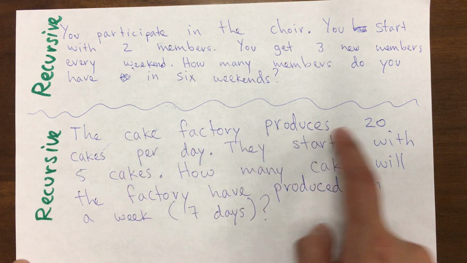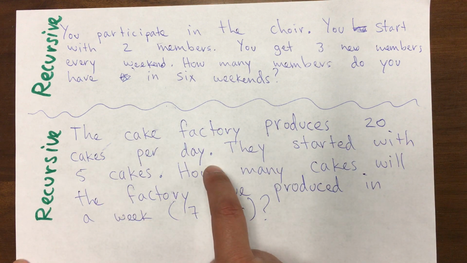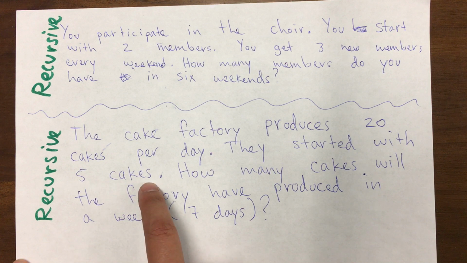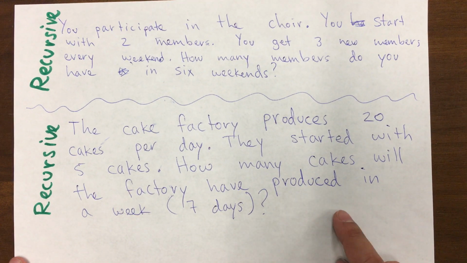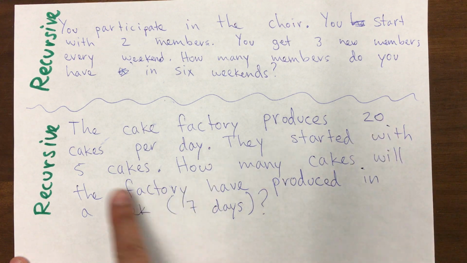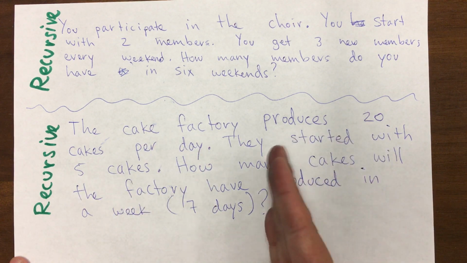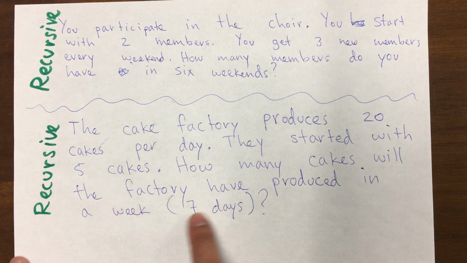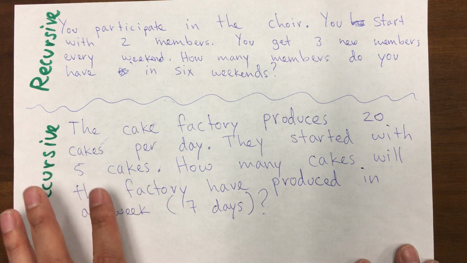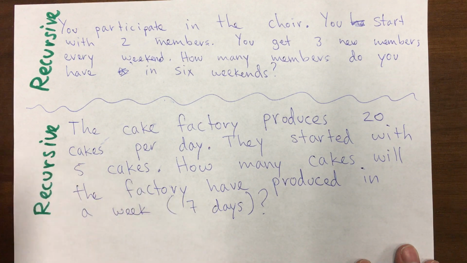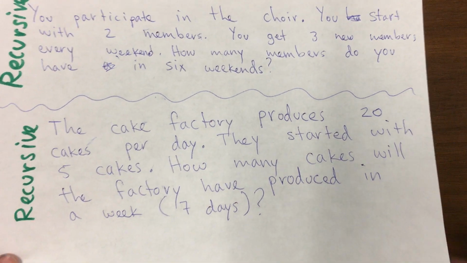The cake factory produces 20 cakes per day. They started with 5 cakes. How many cakes will the factory have produced in a week? Meaning 7 days. So basically, you start with 5 and then you're adding 20, and you do that for 7 terms only. This is a little longer than what we're used to because we do either 4, 5, or 6 terms for the recursive formula, but it's just 1 more, okay?